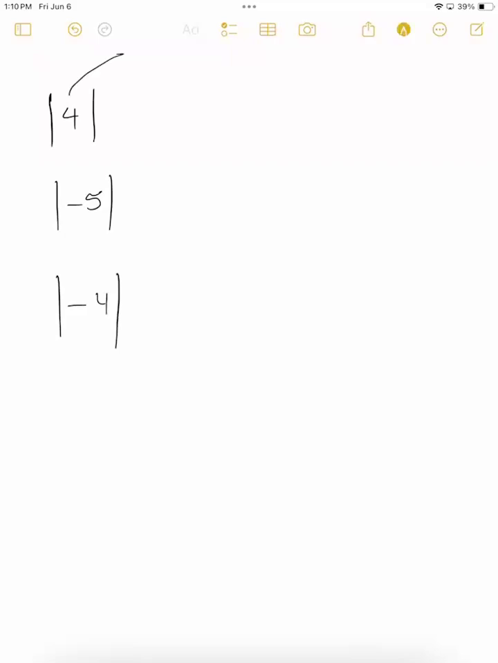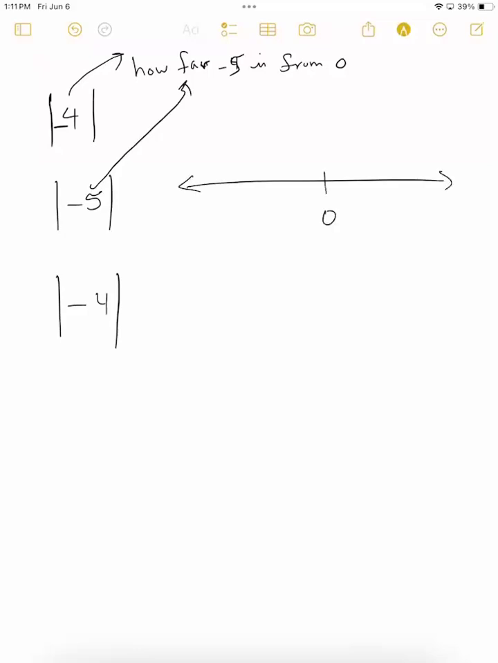This notation means how far 4 is from 0. If I have a negative here, then it says how far -4 is from 0. This one says how far is -5 from 0. So if this is 0 and 4 is here and -4 is here, this is 4 units from 0. 4 is 4 units, 4 centimeter, 4 meter, 4 inches.